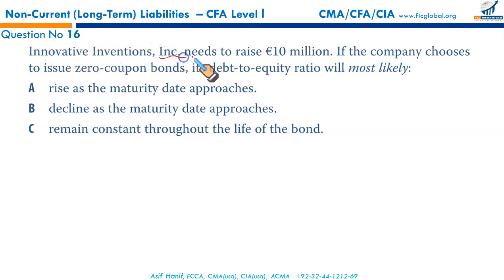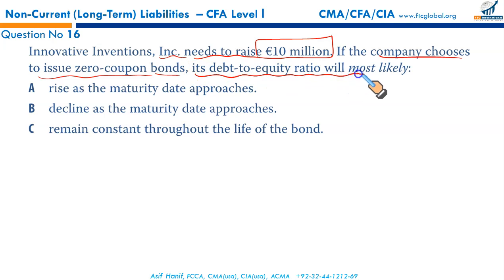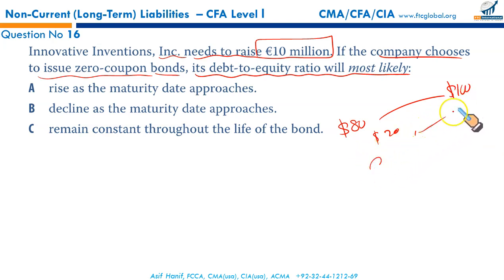Innovative Inventions Incorporated needs to raise 10 million euros. If the company chooses to issue zero coupon bonds, its debt to equity ratio will most likely... first of all, if you issue a zero-coupon bond, maybe you issued it at 80, but when you redeem it, this gap of 20 is treated like a discount amortization and it will keep on going up. 83, 87, and by the time the bond matures, it will turn 100. In other words, the carrying value of the bond will go up with the passage of time.